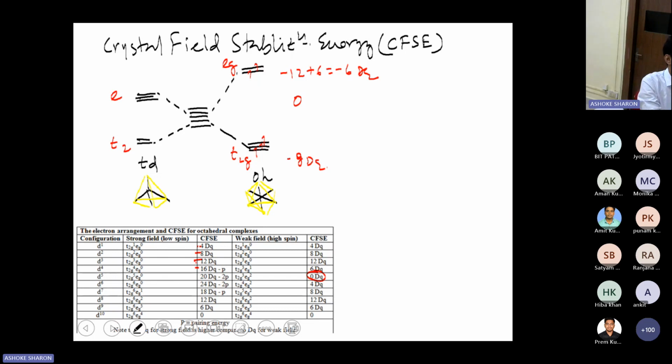So these T2 and E are split in this way, and accordingly you can fill up. It is -6 for the lower one and +4 for the upper one, and you can calculate the same yourself.